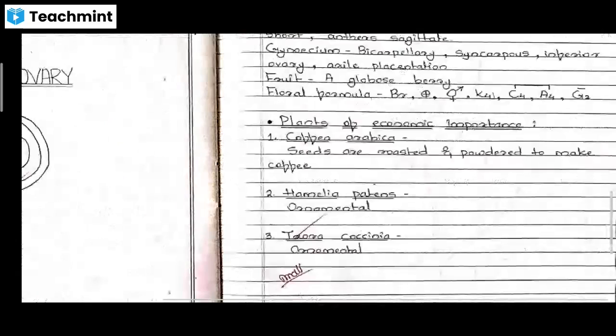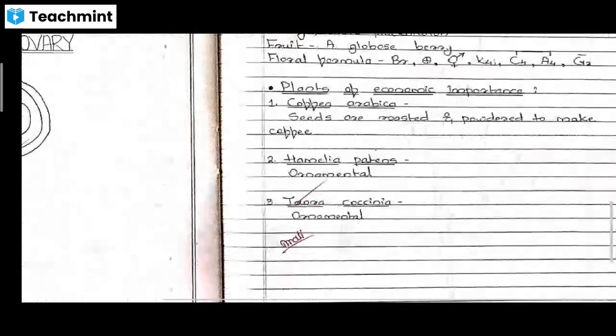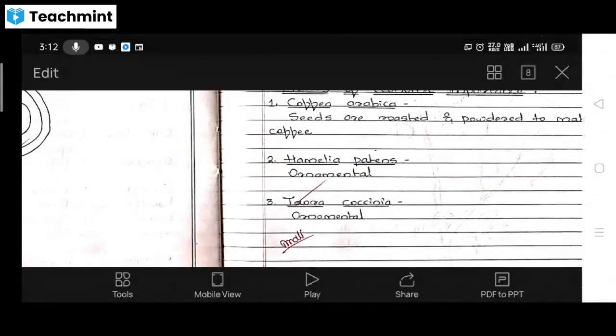Then some important plants of the Rubiaceae are Coffea arabica. In coffee, as you know, the seeds are roasted and made into powder to prepare coffee. Then another example is Ixora, a red colored ornamental plant. Then Ixora coccinea, which comes in various colors, is also an ornamental plant. The pink, white, and red colors are developed in this Ixora coccinea. So that is about the Rubiaceae.